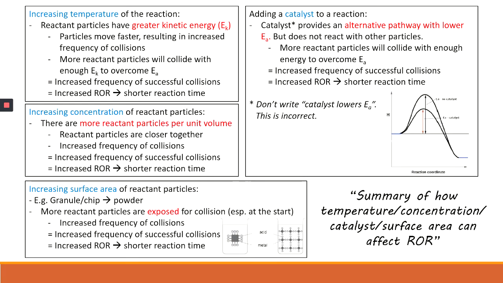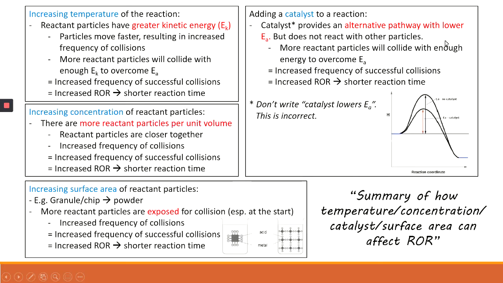So I've made a summary slide on how the temperature, concentration, catalyst, and the surface area can affect the rate of reaction. And I've focused on how we can increase the rate of reaction. So here we have the temperature, the concentration, the surface area, and the catalyst. So you can have a look at it. All the points that I have in the box are the key points that you should write in your answer if you want to get an excellence.